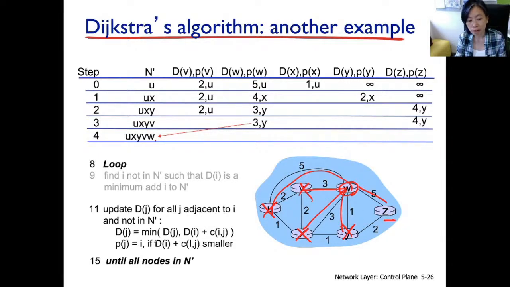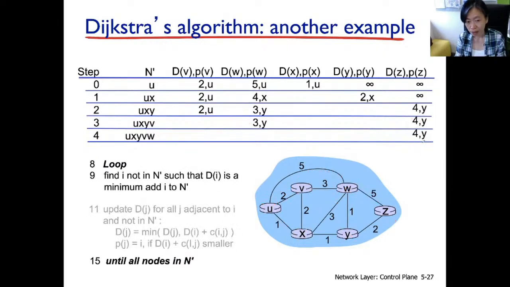We need to see if the existing cost is better than the newly discovered path cost. Newly discovered path is W, and the cost was 3. Predecessor of W was Y, so it's this path here. So 3 plus 5, that is 8. Is 8 better than 4? Well, not. So 4Y remains here. And that fills up the last row.